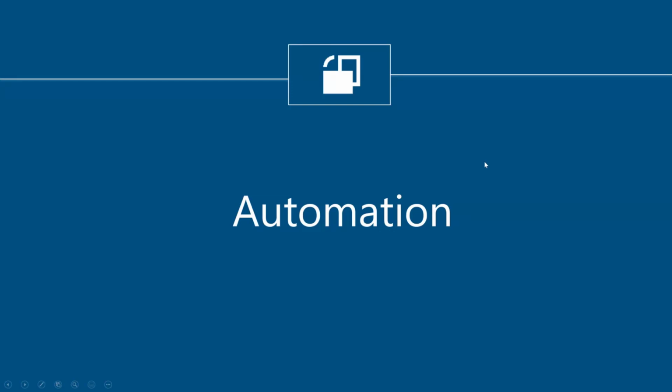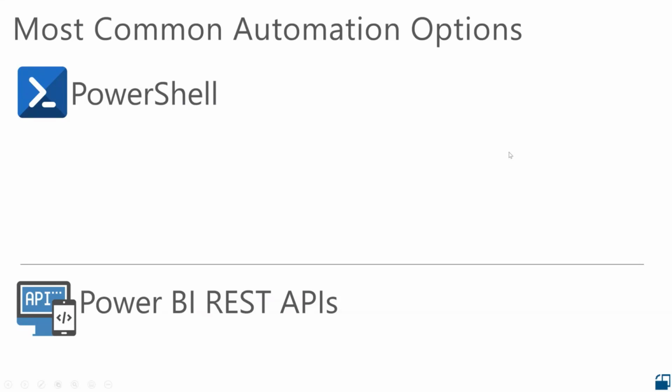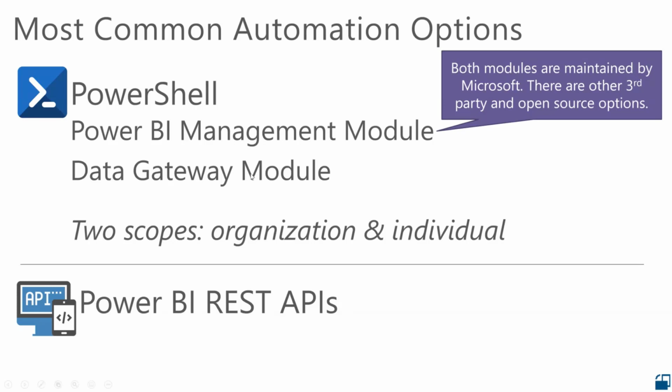Let me do this other related section quickly, and then we'll stop for questions one more time. So with regard to automation, we generally have two options. One is PowerShell and the other are REST APIs. With the PowerShell side of things, there are two modules that are maintained by Microsoft. There's, of course, various third-party and open source things out there. We've got a fantastic community that makes things available, but I'm just going to focus on the ones that are produced by Microsoft. And so the management module and the gateway module.